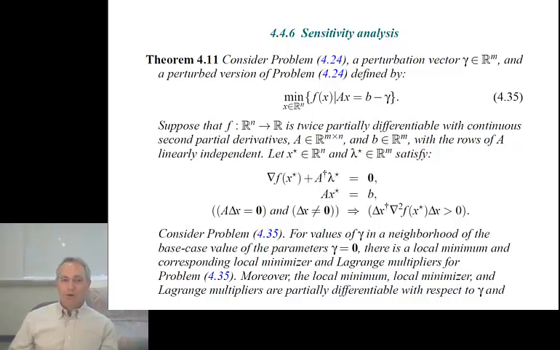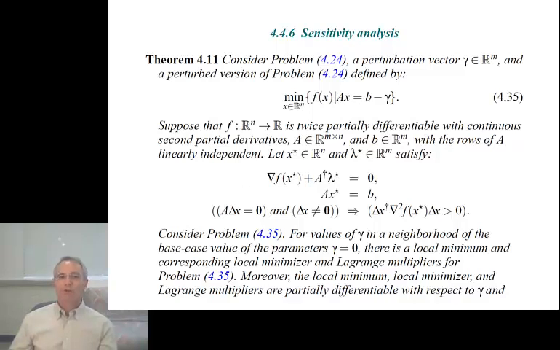The last issue I want to touch on for equality constraint problems is sensitivity analysis. So let's consider the original problem 424, which was minimizing over x in Rn, f of x subject to Ax equal to b. But I'm going to perturb this problem using what I'll call a perturbation vector gamma. Gamma is in Rm, and what I'm going to do is change my equality constraints from Ax equal to b to Ax equal to b minus gamma.